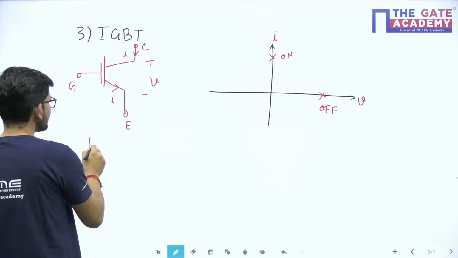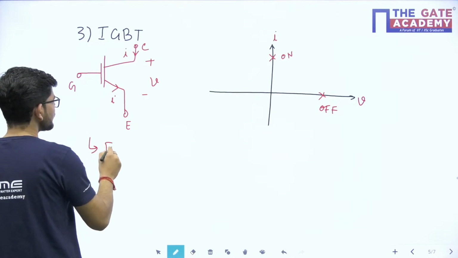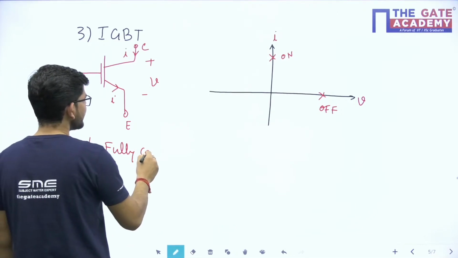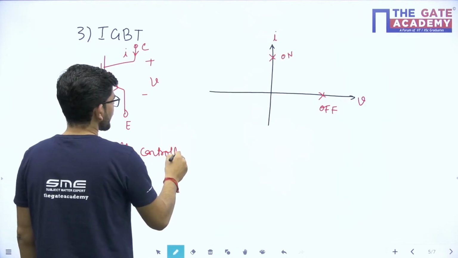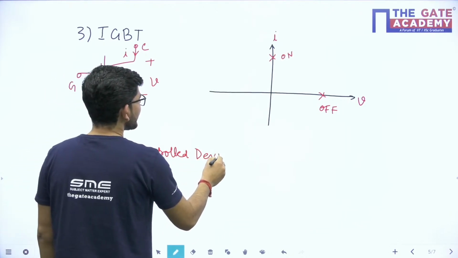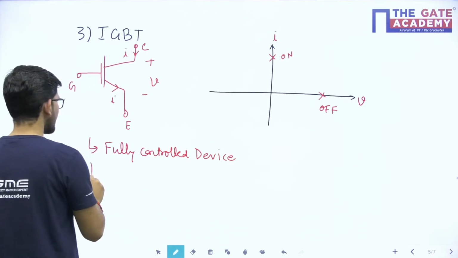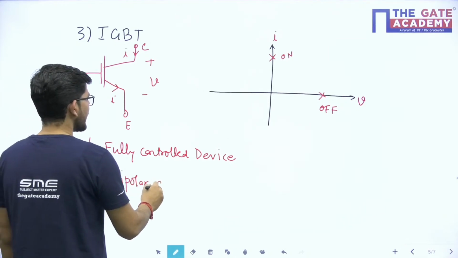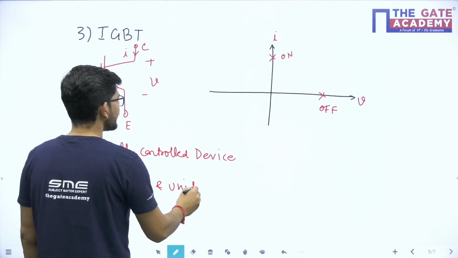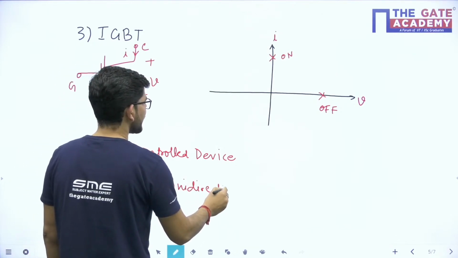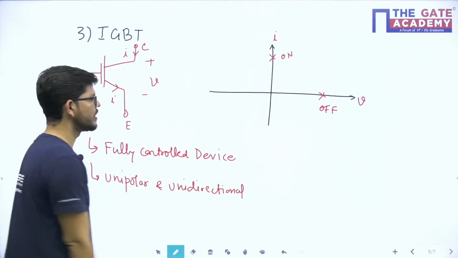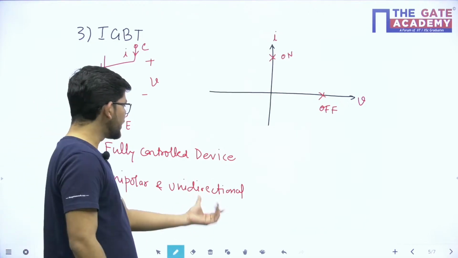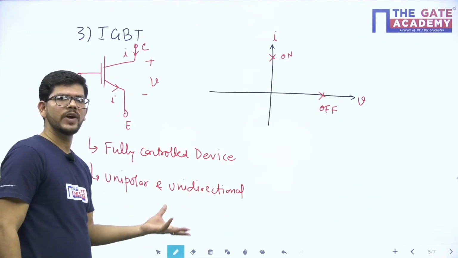Now a few points about IGBT. It is also a fully controlled device. It is also a unipolar and unidirectional device because we have current and voltage only in one direction. So unipolar and unidirectional device. These are the points that you have to remember.